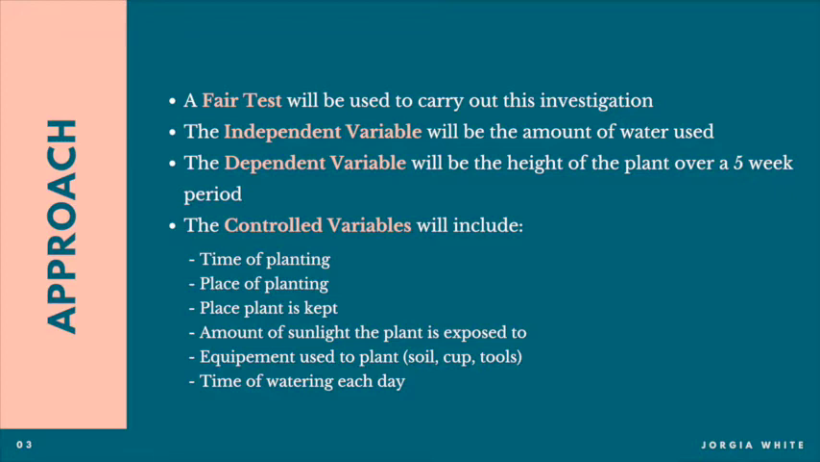2 centimetres of water should be poured into the measuring cup, which will then be poured directly onto the seedling. 0.5 centimetres of water will then be added to the measuring cup, which will then be poured onto seedling 2. Both plants should be placed in a spot which will receive a prolonged period of direct sunlight during the day.